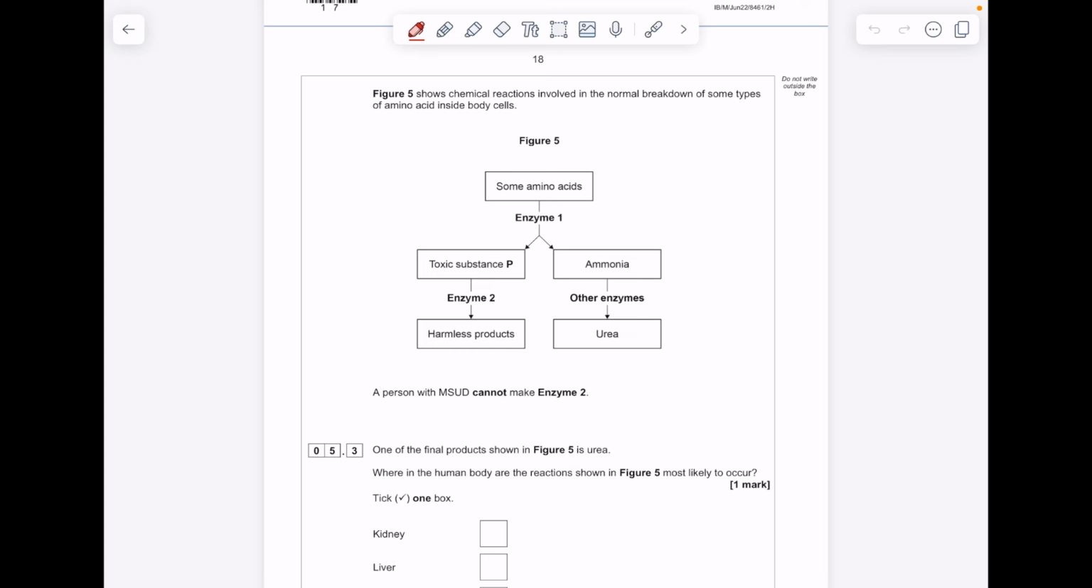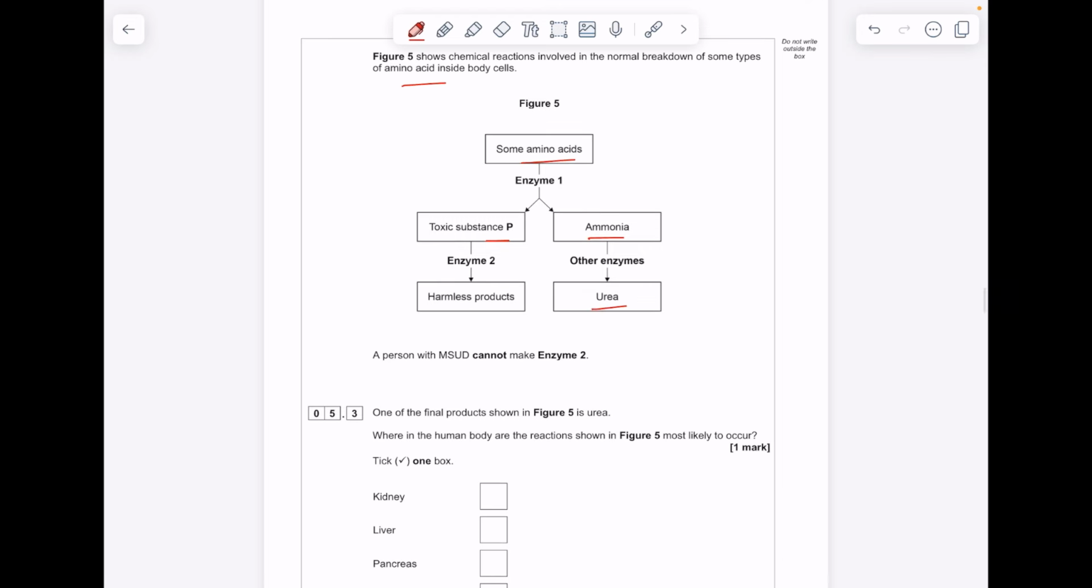Figure 5 shows chemical reactions involved in the normal breakdown of some types of amino acid inside body cells. Some amino acids, enzyme 1 creates toxic substance P, produces ammonia, which is broken down by other enzymes to urea. Enzyme 2 breaks down toxic substance P to produce harmless products. A person with MSUD cannot make enzyme 2, so they're left with toxic substance P.